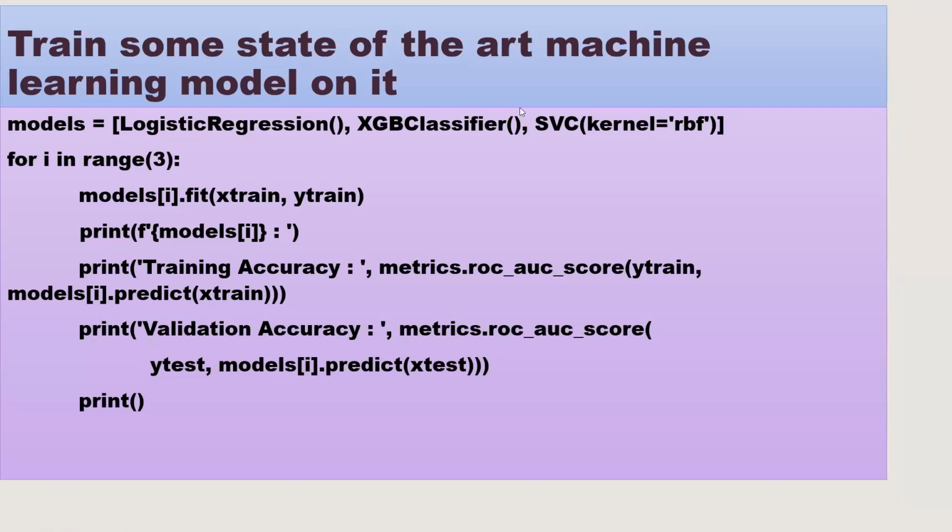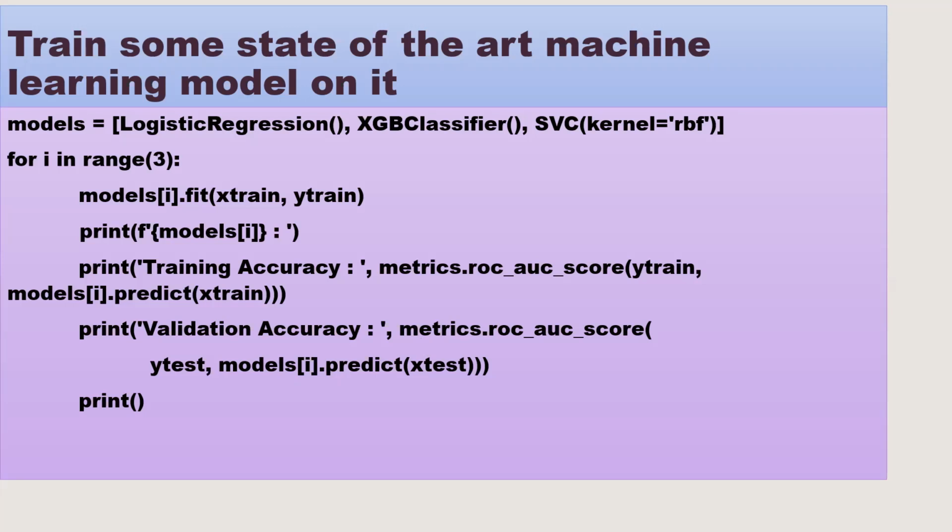You can read it. Train some state-of-the-art machine learning models. We can use the logistic regression, XGB classifier, and SVC. So we loop with for i in range, and models[i].fit. We will check one by one which one gives a great prediction. We are predicting the training accuracy and checking the ROC AUC score for that: y_train, model i.predict X_train. Similarly, we are checking the validation accuracy, the metrics ROC AUC score with y_test, model i.predict X_test.